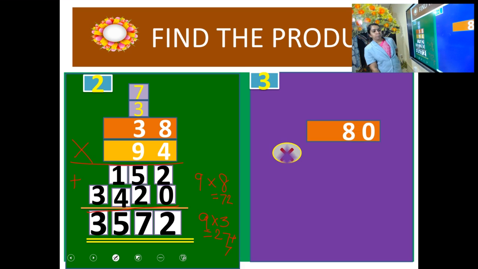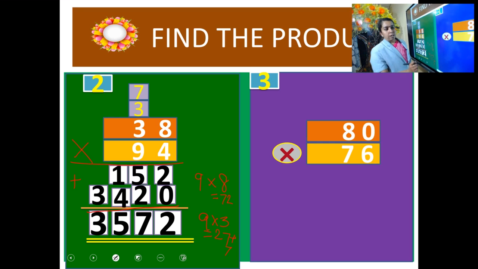Then this is the third question: 80 into 76. What is the first step? Start multiplication with the ones. 0 times 6 is easy, by the zero property, 0 times 6 is 0. Then what is the next step?